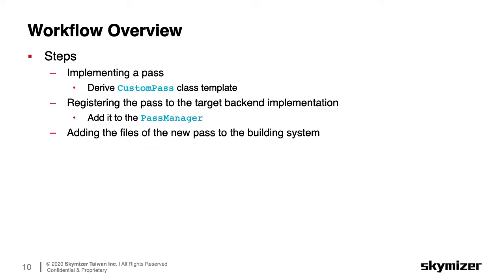This is an overview of our workflow. First, we will implement a new path using the custom path template. After that, we will add the path into our target backend. And finally, we add the path implementation files into the building system of ONIC.